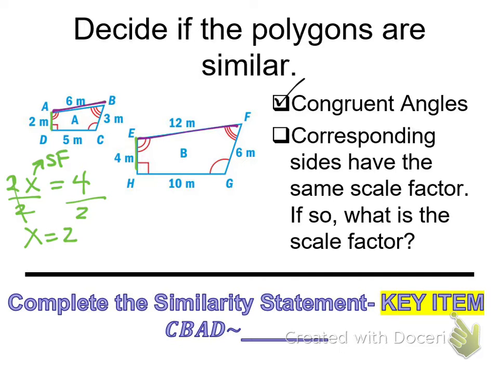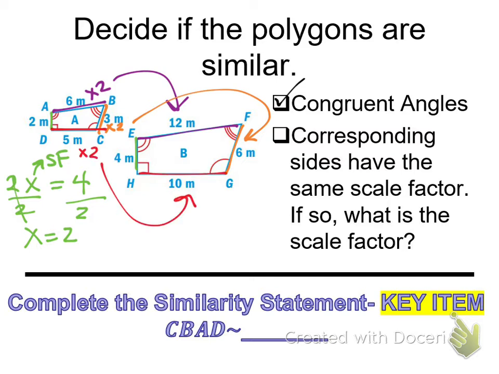The scale factor is 2. Meaning 6 times 2, does it give you 12? Yes, so that has the same scale factor. 3 and 6 is 3 times 2, 6. Yes, so that has the same scale factor. And the same thing with 5. 5 times 2, is it 10? Yes, so they all have the same scale factor.